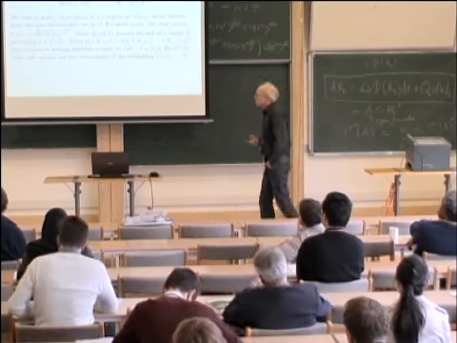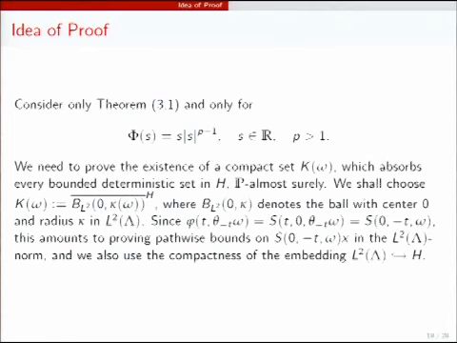Okay, so now just to show you an idea of the proof. Let us look at this particular case, at this phi. You will see in the proof, I will set it up in a way that it can be done for general phi, and instead of this s to the sp minus 1/2, the special zeta function, you use the general zeta function that I have introduced before, and then the proof goes through. That's the observation. Okay, so we need to prove the existence of such a compact set, which absorbs every bounded deterministic set, almost surely, and we choose this set.